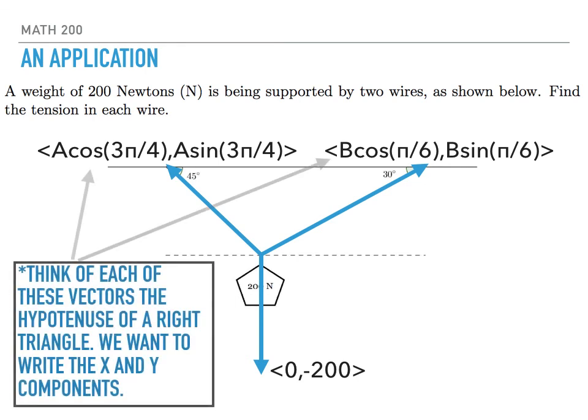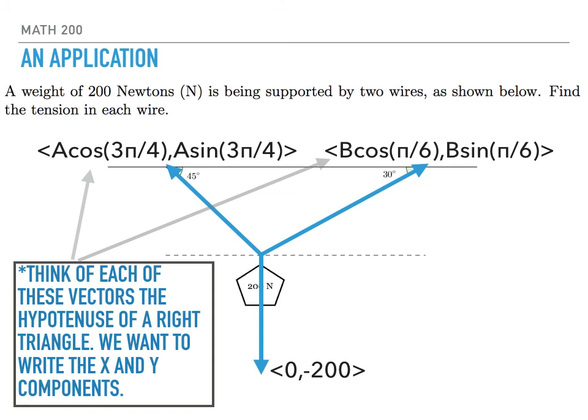But just think of each of those as the hypotenuses of a right triangle, and we want to write the x and the y components down. So once you have the picture vectorified, make sure that this makes sense. If it's unclear, you can come talk to me about it at some point or go to the Math Resource Center.